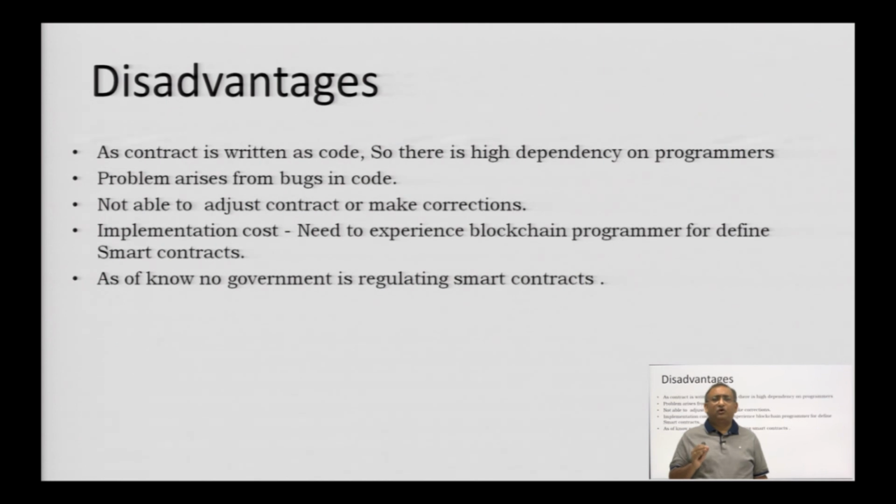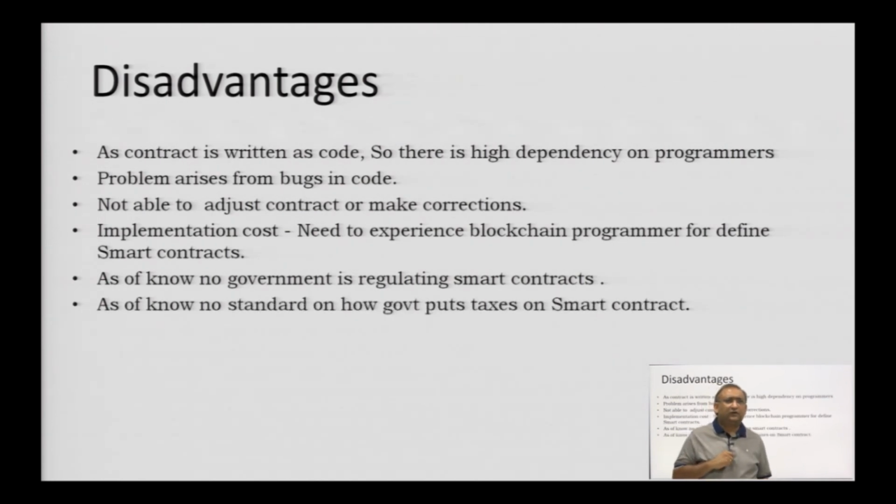There are no government regulations, correct, on smart contracts. There is no standard on how to put taxes on smart contracts. There might be taxes involved, right? So as of now, there is no standard defined by any of the governments. How can they put taxes on smart contracts?